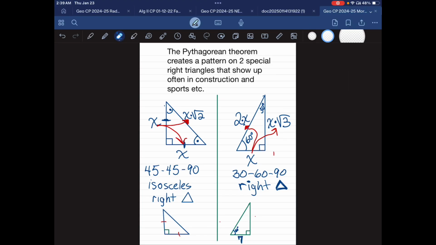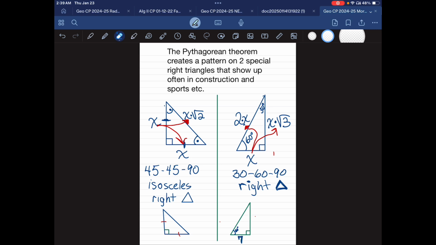Hey gang, here is your video for extra notes for special right triangles. Yay! Since I can't be here with you, I decided to make a video for you, which I hope will help you better understand how to work these little puzzles, because that's all they really are.